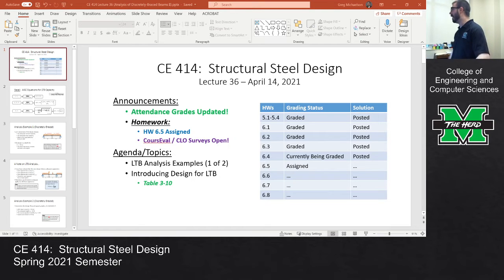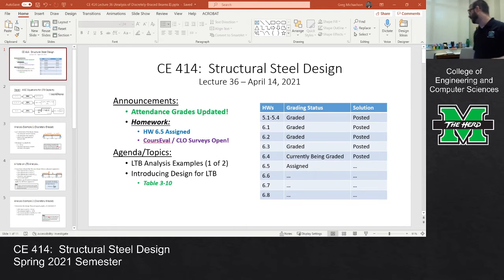In terms of where we're at on grading, all the attendance grades are up to date. I've been trying to do that before every lecture, so everything's current now. 6.4 is still being graded. That was the assignment on CB, but I posted the solution to that as well. 6.5 though is assigned today.